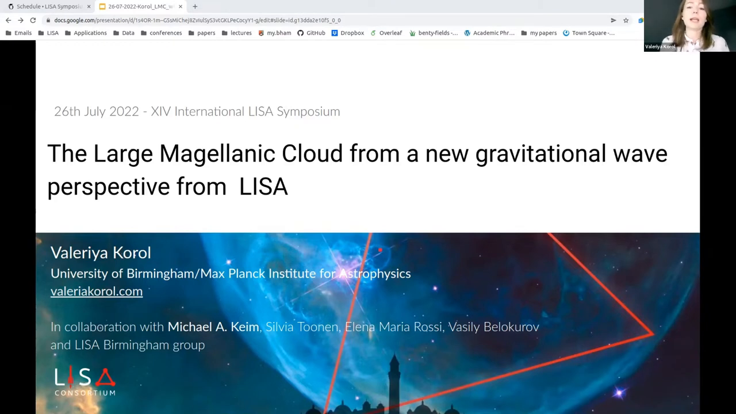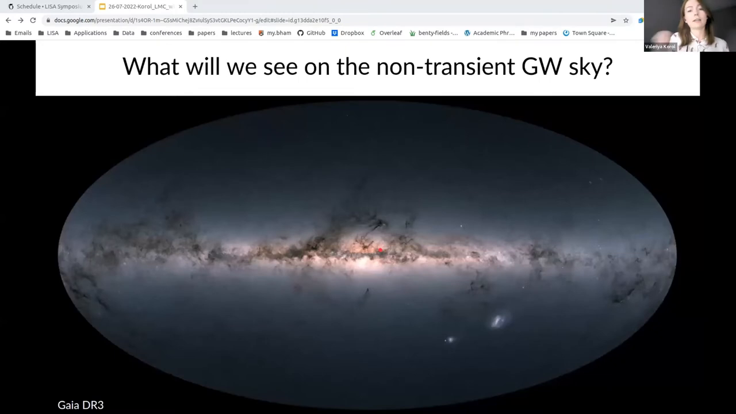So with LISA, we will enter the era of non-transient gravitational wave astronomy by observing the stellar mass compact object binaries that we were talking about until now. And as Tom highlighted in the first talk, these will merge on time scales between 1,000 and a million years, so they are not going to be evolving within LISA. Although we often think of LISA as LIGO, I can argue that LISA will actually see the sky through these binaries in the same way as Gaia will see.